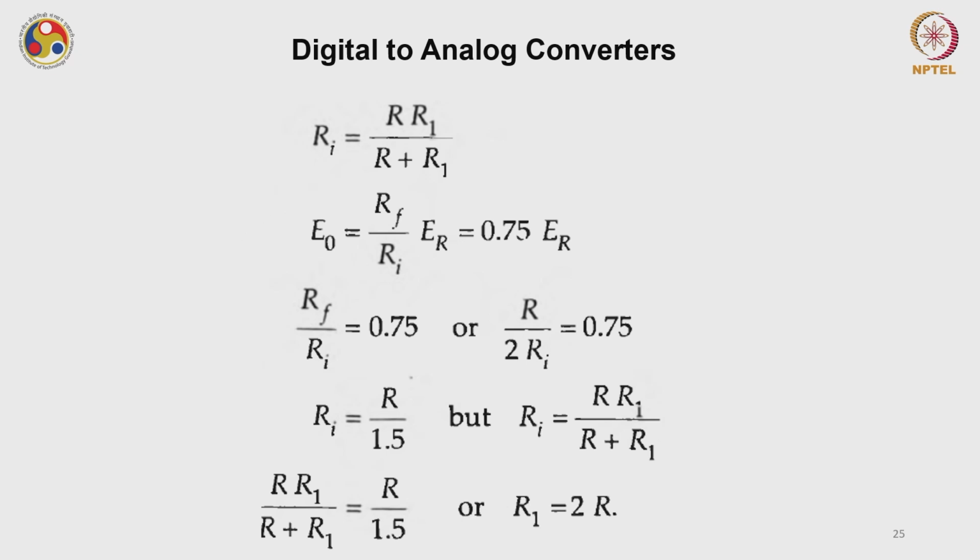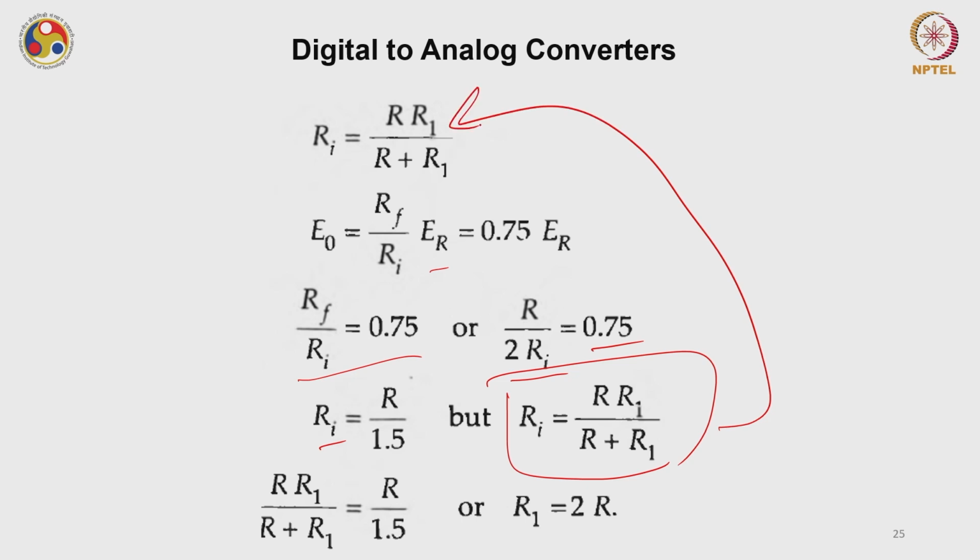Input resistance for the op amp can be simply calculated as R into R1 by R plus R1. And E0 and ER are already known. So RF by R1 is given as 0.75, and R by 2Ri can be given as 0.75. So by this, Ri can be given as R by 1.5, or since Ri is already R into R1 by R plus R1, as you have seen over here, you can compare this and calculate the value of R1 in terms of R.